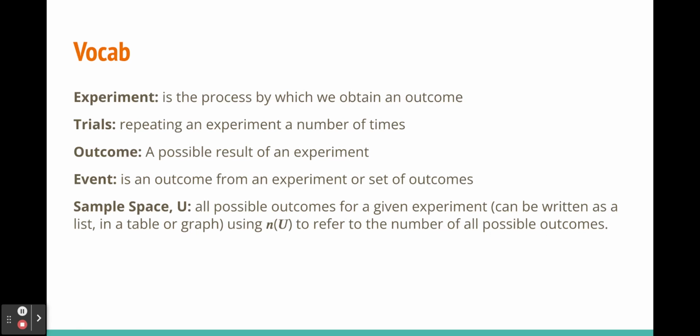So if we think about this vocabulary in context, and we have the event that we are rolling a dice, the experiment is the process by which we obtain an outcome. So we're rolling a dice. Trial is going to be how many times we roll the dice. The outcome, well, our possible results are going to be 1, 2, 3, 4, 5, 6. And then our sample space is going to be all of those possible outcomes. And the number in the sample space would be 6 in this case for a dice experiment.